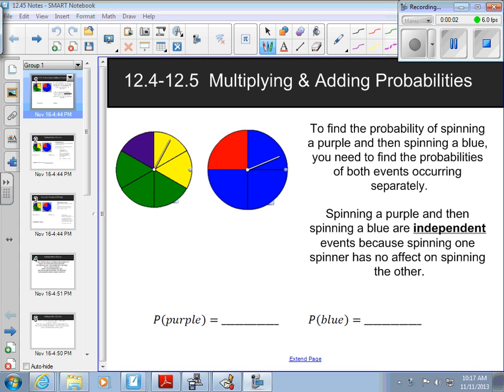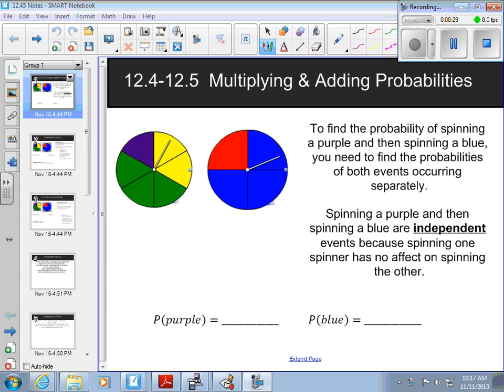All right, today we're going to look at probability when you are doing multiple trials of something or combining things together. In this first example, it says to find the probability of spinning a purple and then spinning a blue, you need to find the probabilities of both events occurring separately. Spinning a purple, then spinning blue are what's called independent events. We've talked about this before because spinning one spinner has no effect on the second spinner.